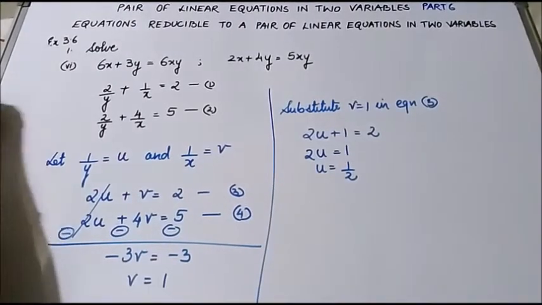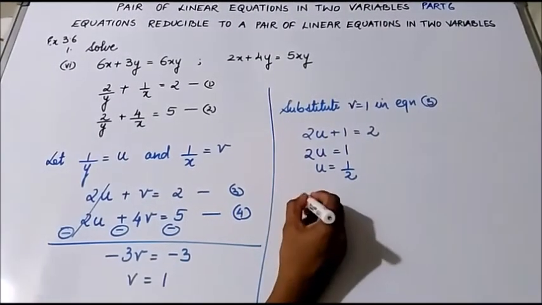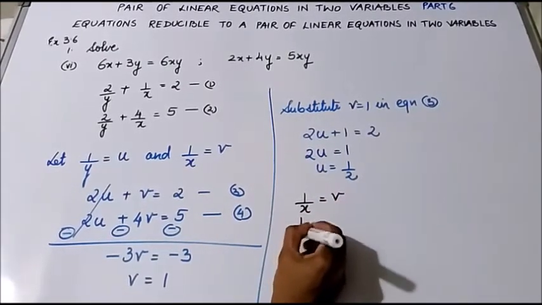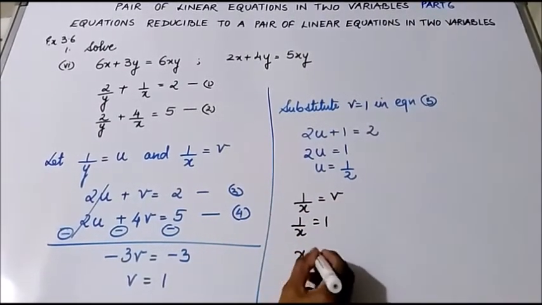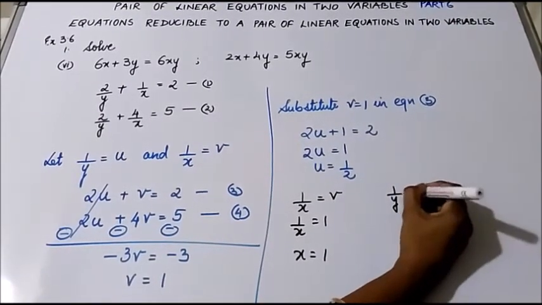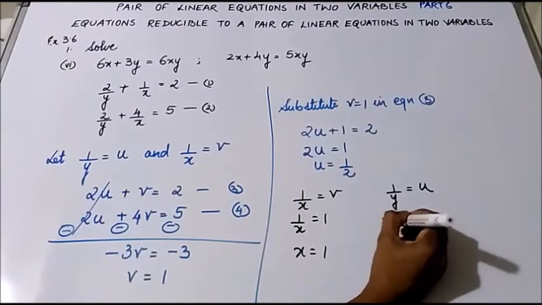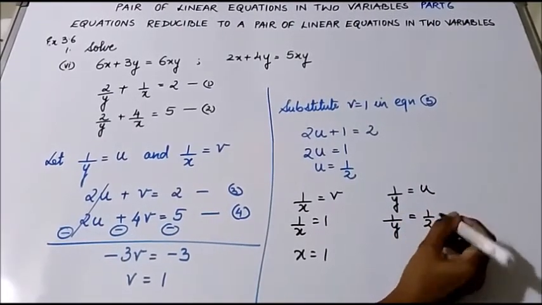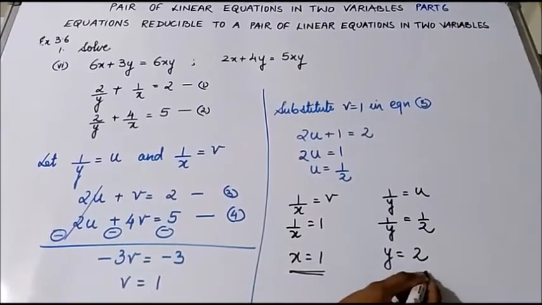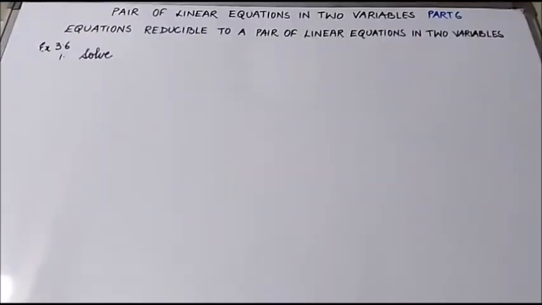Now let's find what is x and y. We have got here 1 by x equal to v, that is 1 by x equal to 1, therefore x equal to 1. And 1 by y, we took it as u, that is 1 by y is equal to 1 by 2, therefore y is equal to 2. Solution is x equal to 1 and y is equal to 2.